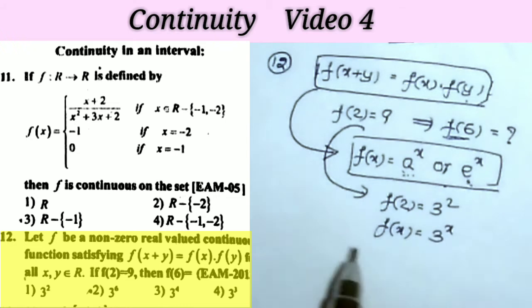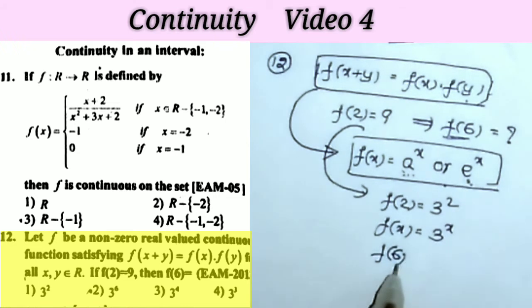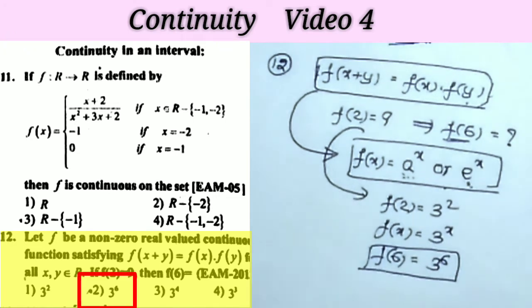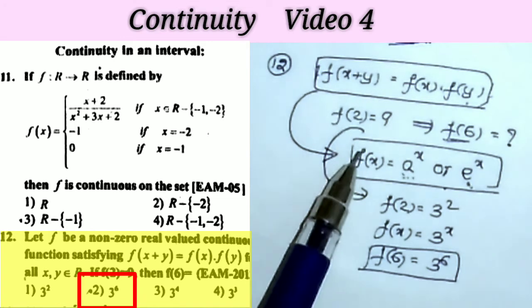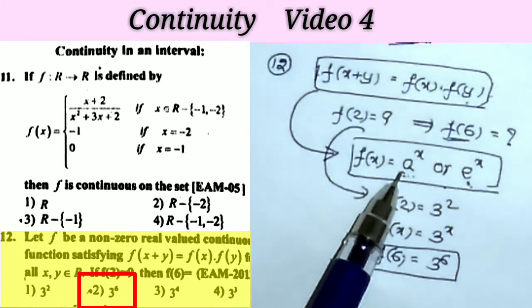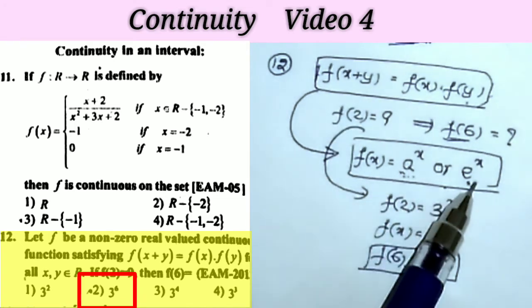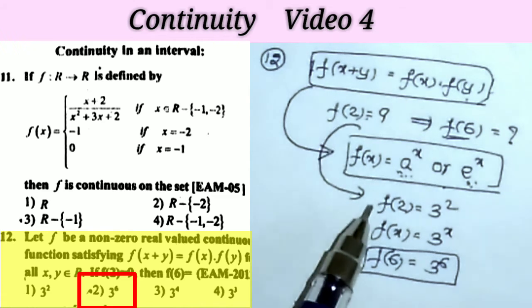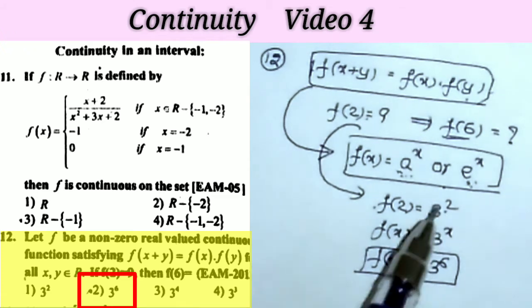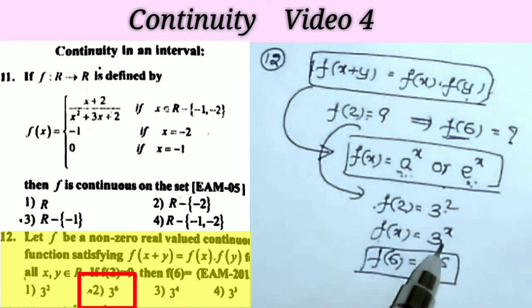Now what we want is the f(6) value. What is the f(6) value? 3^6. That's all. This is the answer. Very easy question. Just by the condition we can tell that the function is either a^x or e^x. Already given that f(2) is equal to 9, that is 3², then f(x) is equal to 3^x and f(6) is equal to 3^6. That's all. This is the second option.